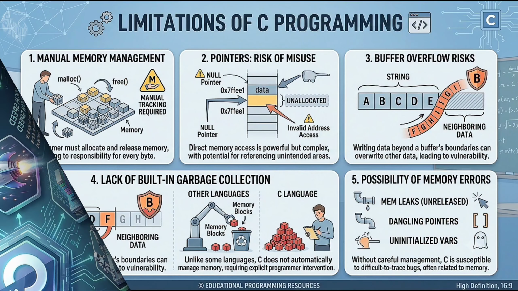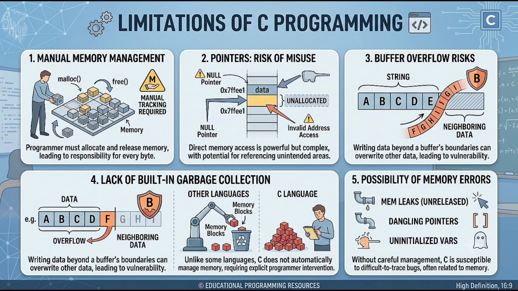28. Limitations of C. Manual memory management. No built-in classes or objects. Easy to make memory-related mistakes. No automatic garbage collection. Pointers can be difficult for beginners. Unsafe code can cause crashes or undefined behavior.